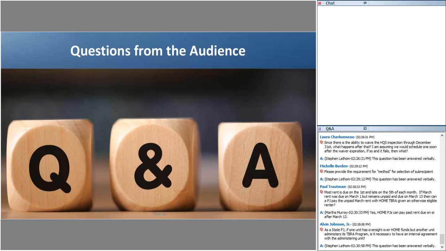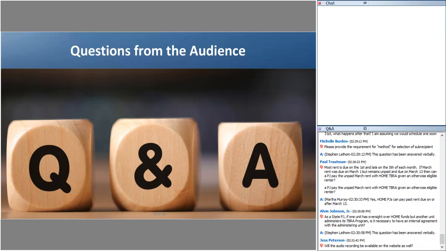So TBRA is still about assisting people in housing. Nothing about the definition of housing for purposes of the HOME program has changed. So we're not helping people rent a room or rent a hotel or get into a dormitory or a halfway house or something like that. It still has to qualify as housing.